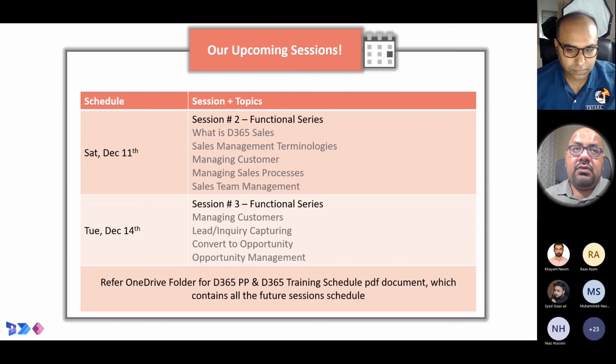We have to talk about how you're going to manage the customers, how we are going to manage the sales processes, and the sales team management. So these are the four main elements that we are going to cover on that particular day. And then afterwards, on the 14th of December, Tuesday, the same time, means 8 p.m. in Dubai, 9 p.m. in Pakistan, and 9:30 in India.